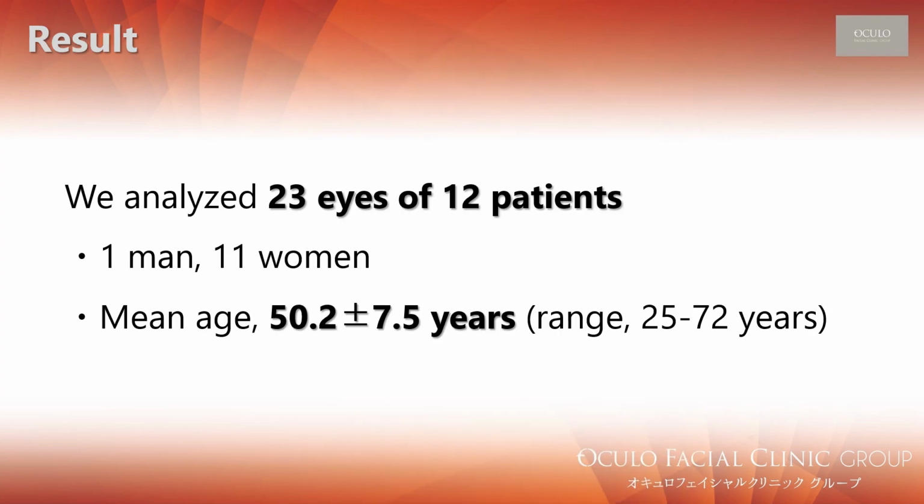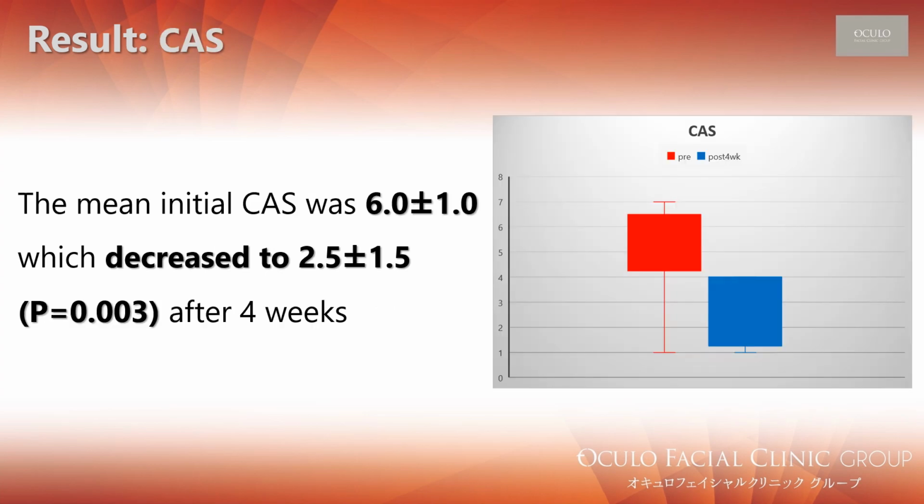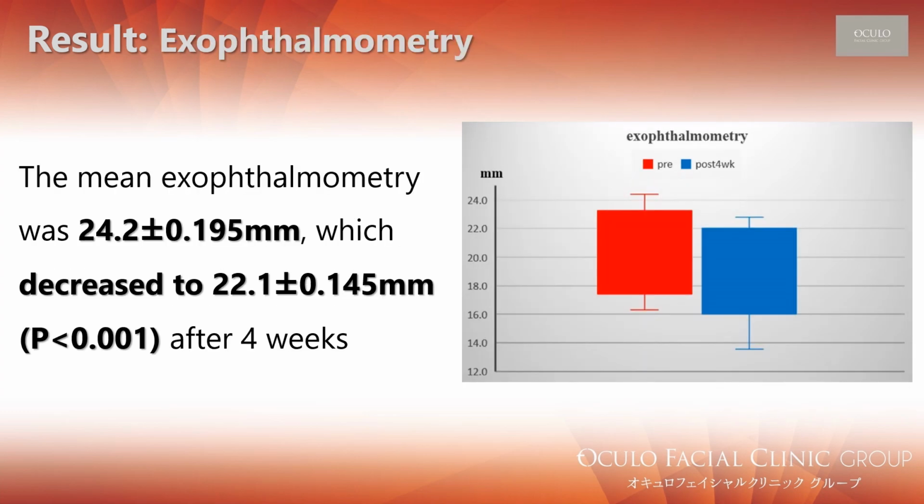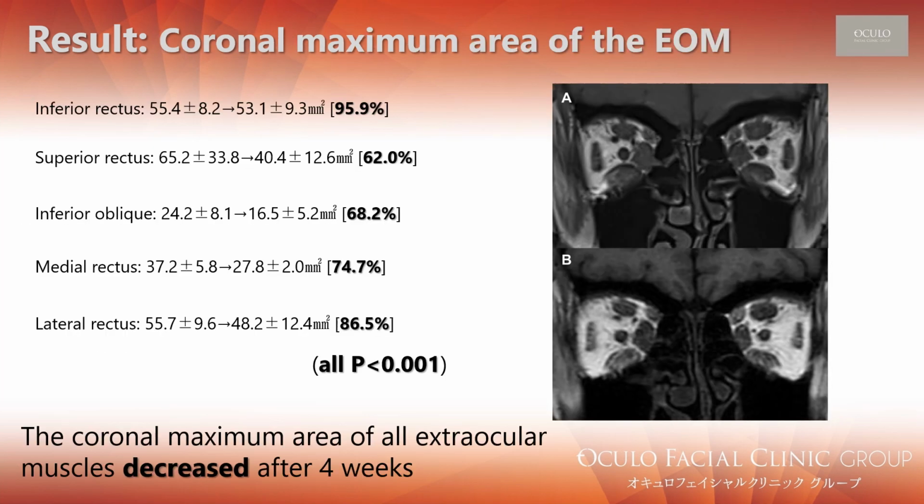We analyzed 23 eyes of 12 patients. The mean age is 50.2 years. CAS decreased from 6.0 to 2.5. Proptosis decreased from 24.2 to 22.1 millimeters. The coronal maximum area of all extraocular muscles decreased after 4 weeks.